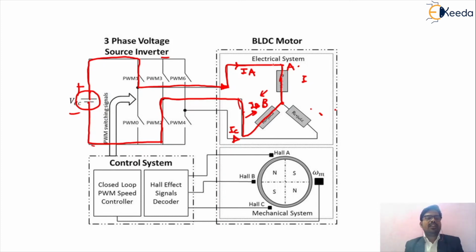Similarly, if we give the supply to the next MOSFET, obviously now we are giving the supply to the next type of MOSFET. So now we are giving the supply to PWM3, so from PWM3 itself.